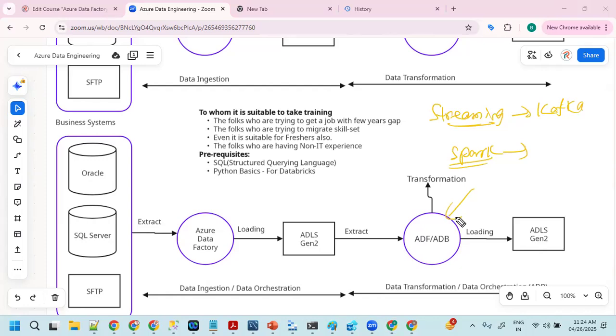But how fluent do we have to be in SQL and Python? The basics are enough. I'll take care of that. You don't need any prior knowledge. You just travel with me. I'll take care of everything. All the Hadoop ecosystems were replaced with Spark.